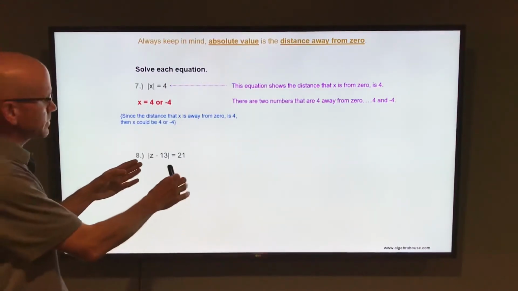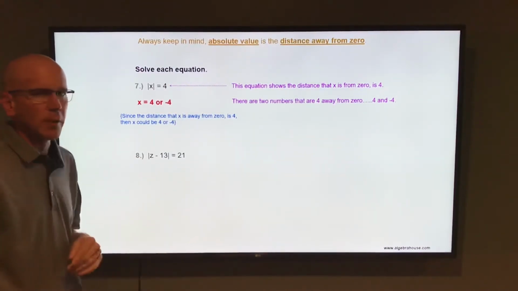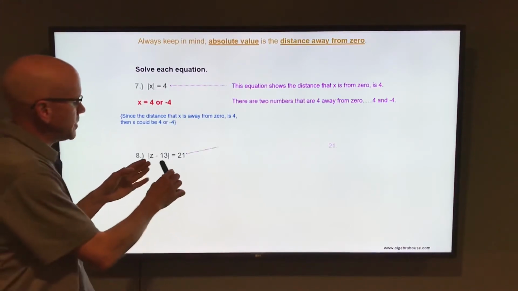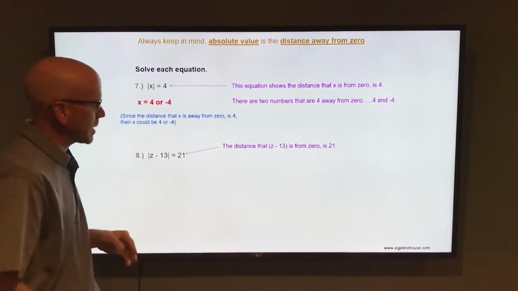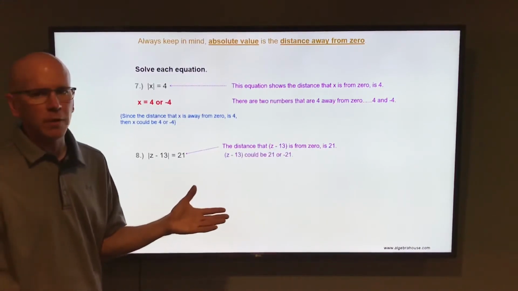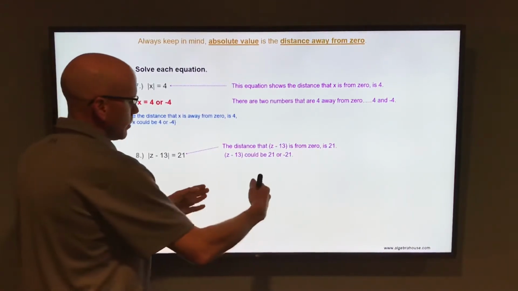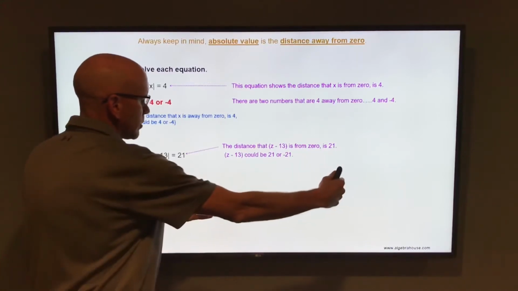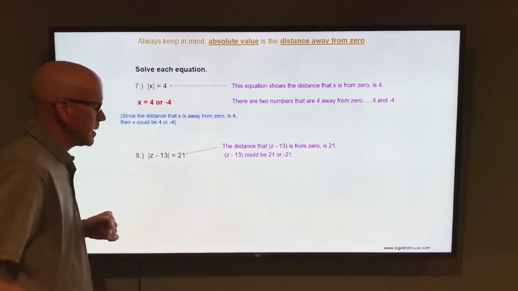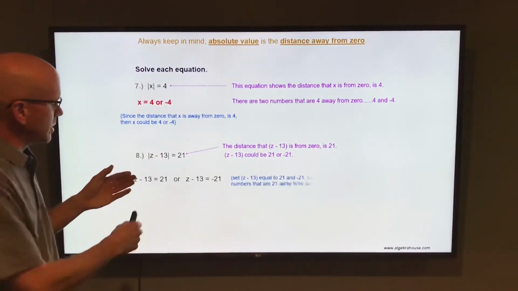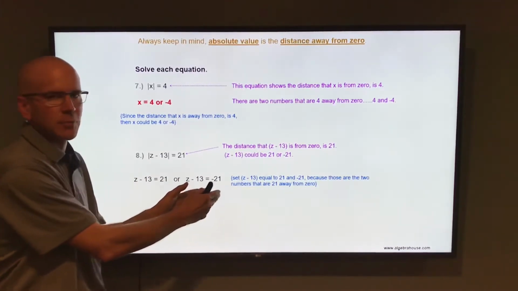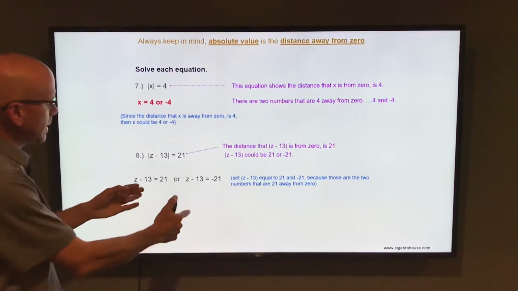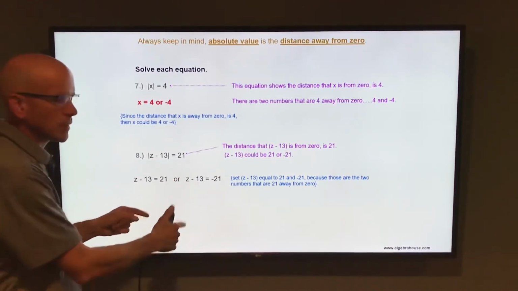Next equation, the absolute value of z minus 13 equals 21. That's saying that the distance z minus 13 is from 0 is 21. Think about it. What two numbers are 21 away from 0? Your number line has 0 in the middle, you've got a 21 to the right, negative 21 to the left. So z minus 13 could be equal to 21, or z minus 13 could be equal to negative 21. So now we have two simple equations that we can solve for z.